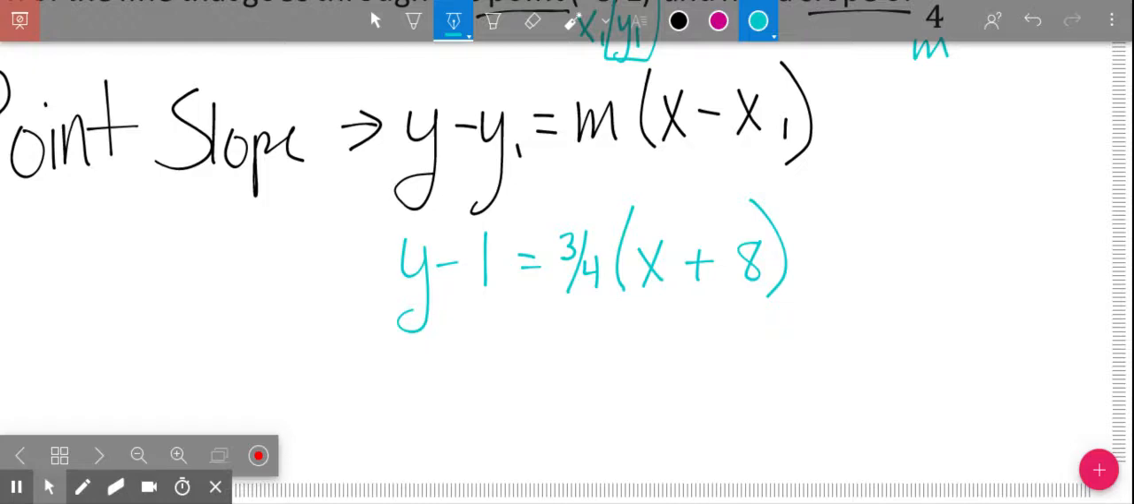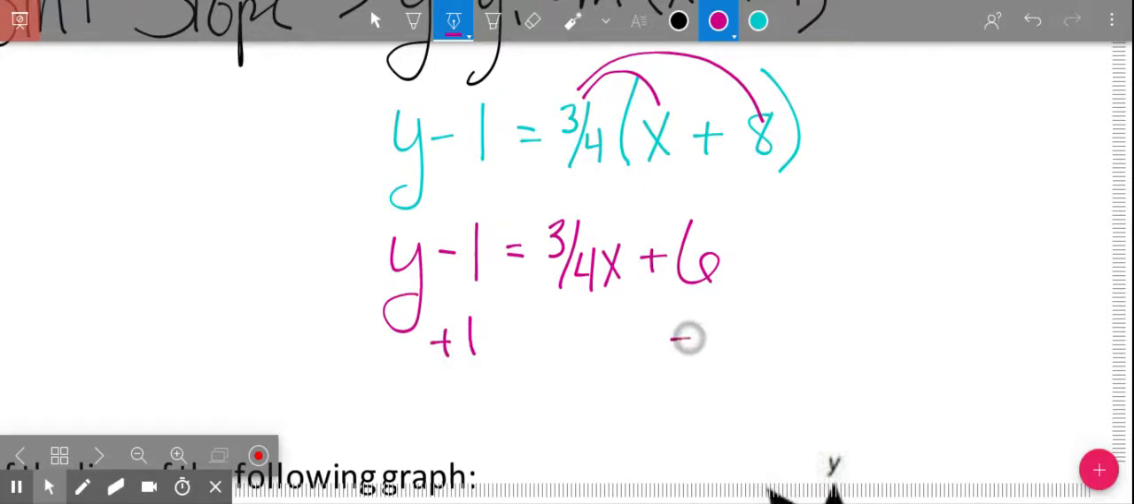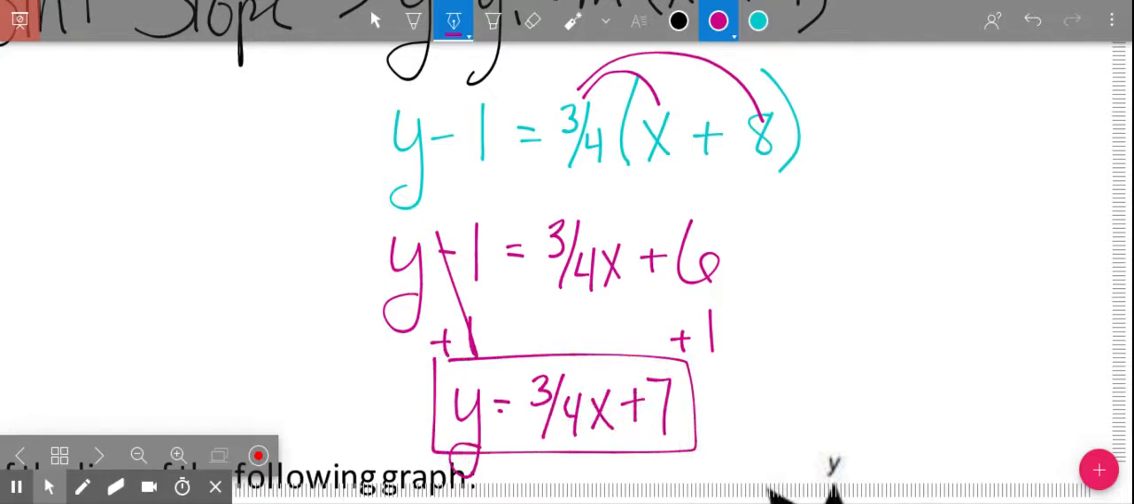This is point-slope form, but I need to rearrange that into slope-intercept form. So we're going to distribute the 3/4. That'll give me y minus 1 is equal to 3/4 times x gives me 3/4 x, and 3/4 of 8 gives me plus 6. If you struggle with the fractions, you can always put that in your calculator, but you could have done 8 times 3 is 24, divided by 4 gives me the 6. And then now we need to add the 1 over. Those will cancel out, and I'll have y is equal to 3/4 x plus 7. And that's what you should have gotten for your final answer for that one.